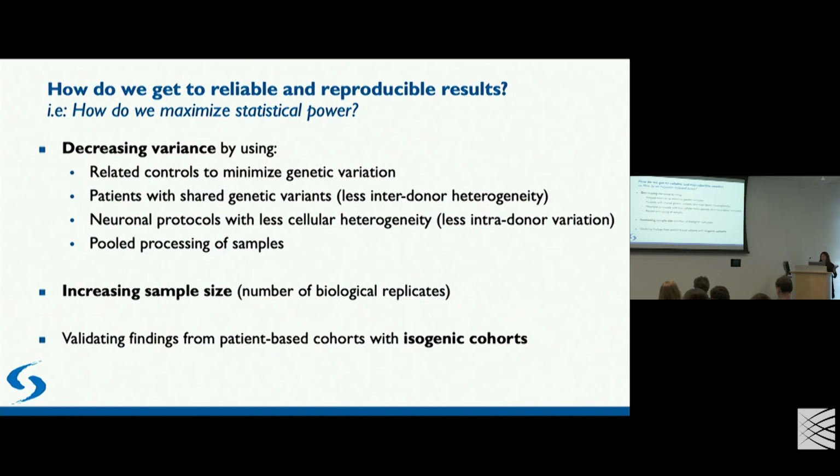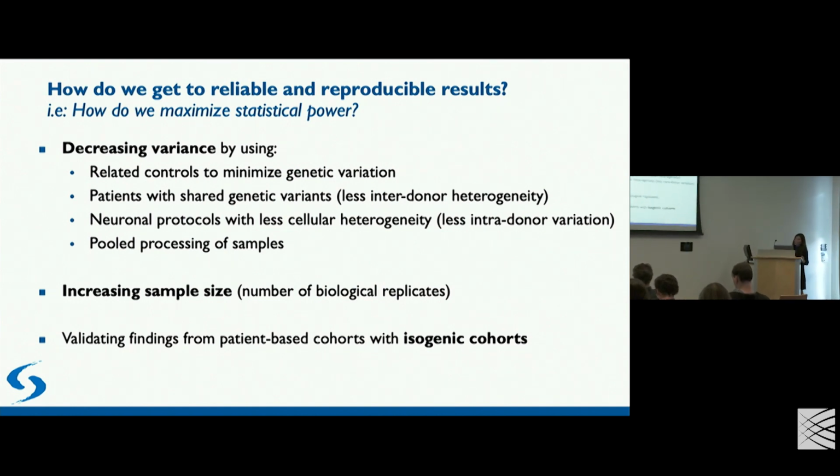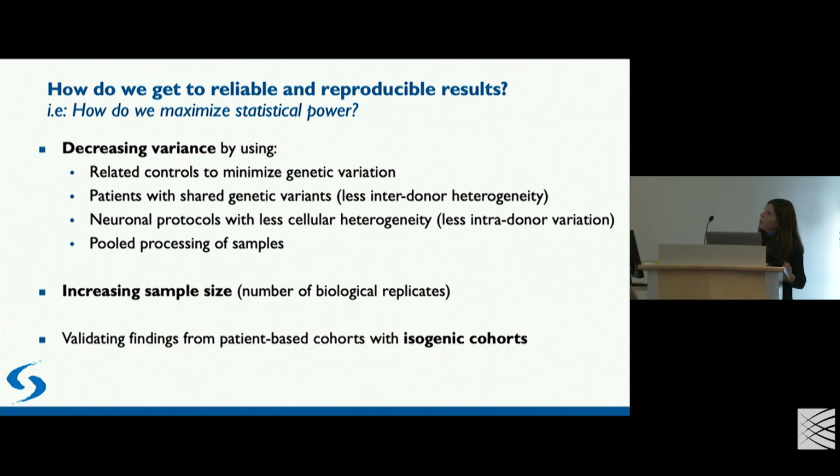Coming back to the question of how to get reliable and reproducible results, or in other words, how can we maximize the statistical power? One can decrease the variance in a study by using related controls, patients with shared genetic variants, or neuronal protocols that have less cellular heterogeneity. And finally, one can pool samples together for processing, as we have heard from Kevin Eggan and Steve McCarroll's group, and that Matt will allude to in his talk as well.